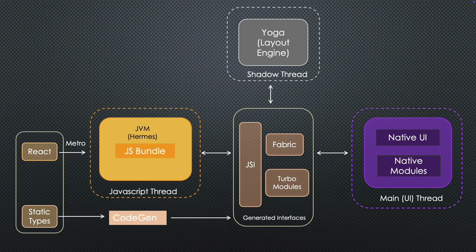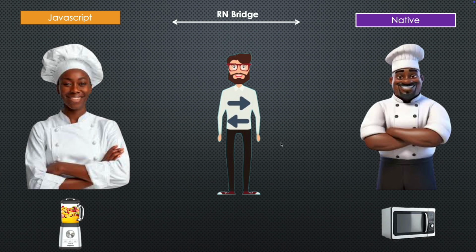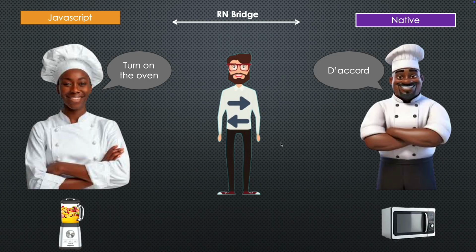Let's look at a simple analogy to understand the architectures better. Imagine two chefs, JavaScript and native, each in their own smart kitchen. They have their own blender, their own microwave, and so on. They want to cook a meal together, but the problem is that they speak different languages. In the old system, they relied on a translator for every request, which is the asynchronous bridge. One would say, turn on the oven, the other would say, start the blender, and so on. The translator has to translate for each chef.